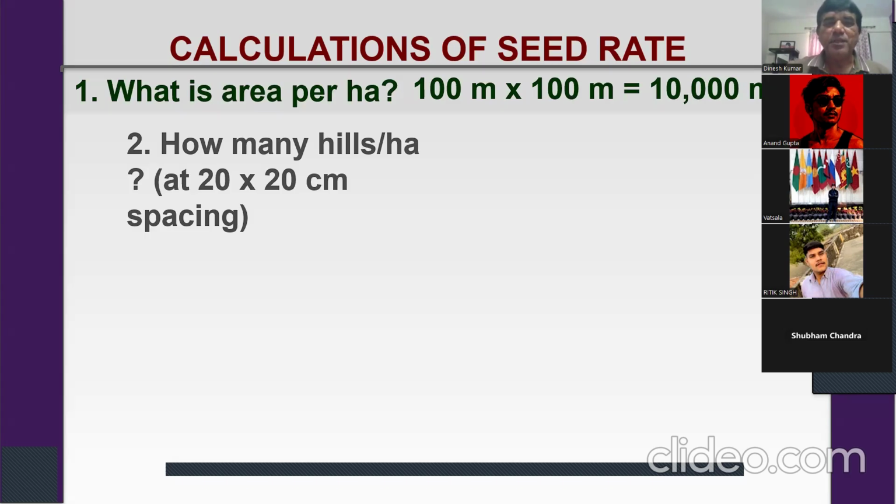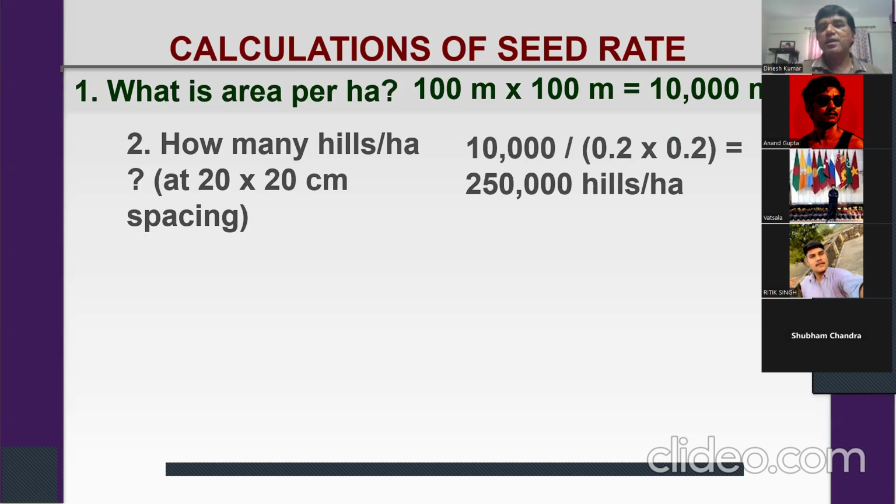The other way is that you can do it for just 1 meter square area, and you can convert it into centimeter also. 100 centimeter into 100 centimeter is 1 meter square, and divide by the spacing 20 by 20. So 100 into 100 divided by 20 into 20. So it will give you the number of hills per hectare. Similarly, you can calculate the number of seeds that will be required in maize or wheat crop if you know the inter and intra row spacings.